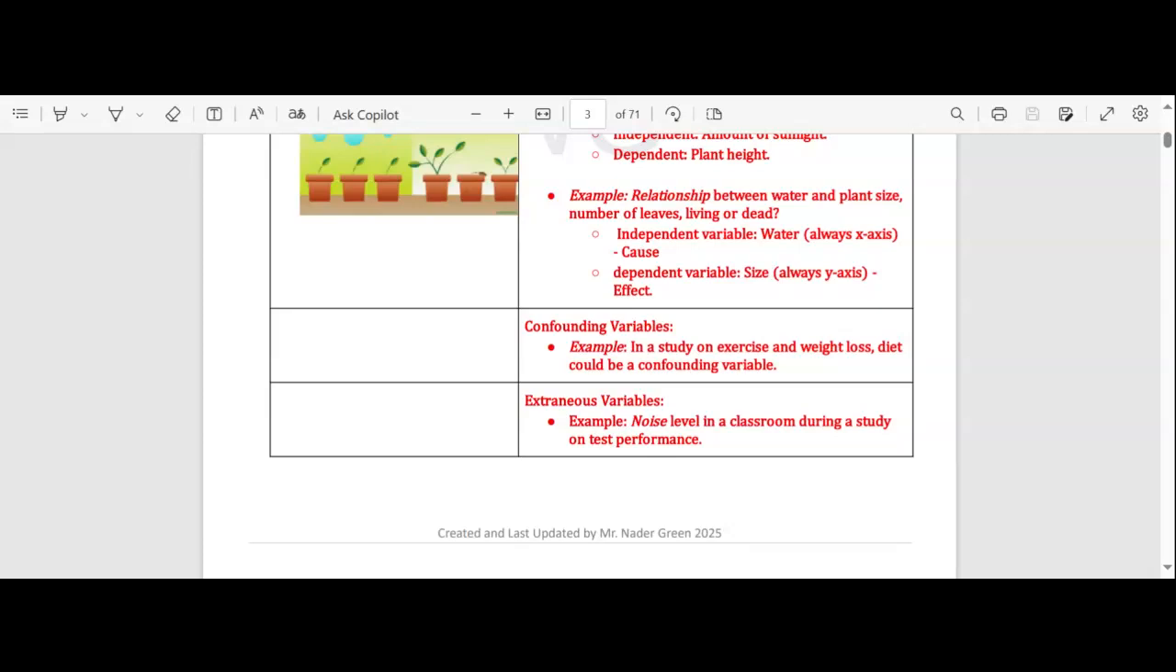Can you give me another example for extraneous? I can give you another example. I can put the temperature very low during your test. Is that going to be extraneous? Yes. Something that you did not account for, and it's hidden. Yeah, I can put the temperature very low so you become very cold, or I can put it very high and it's too hot. So it will affect your result on the test.